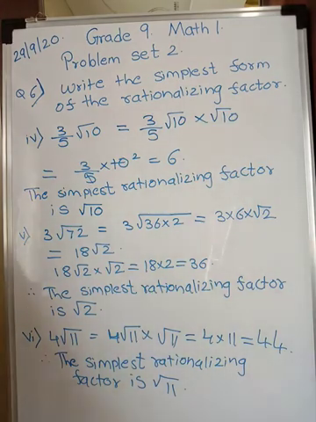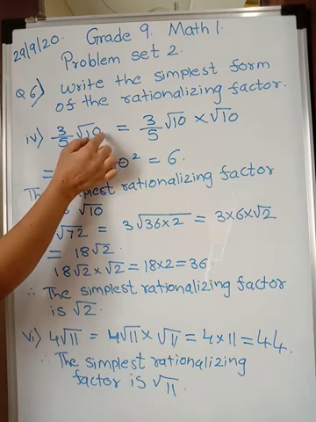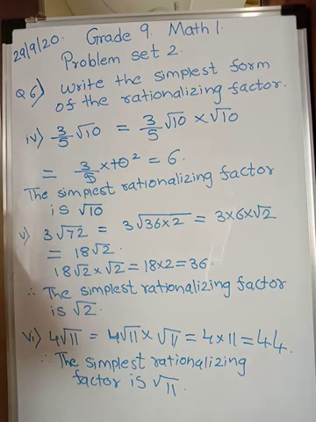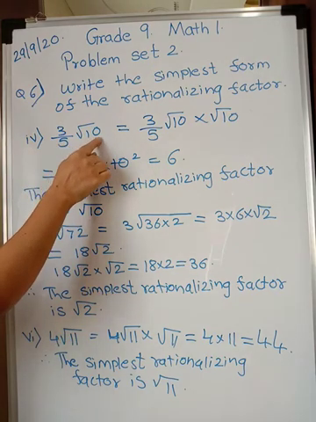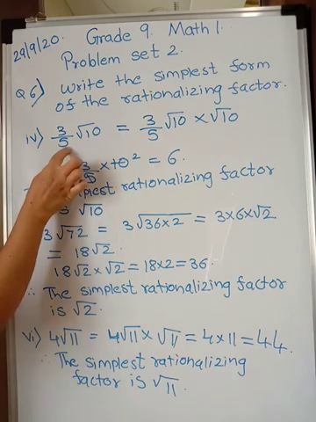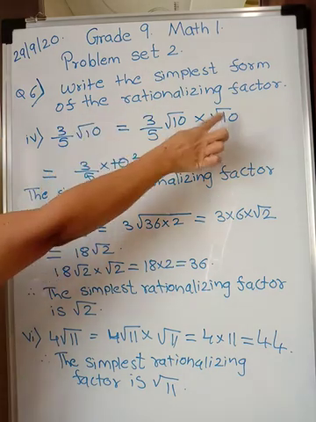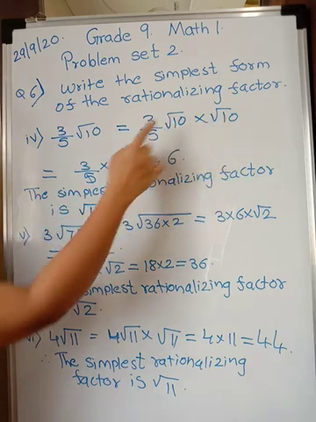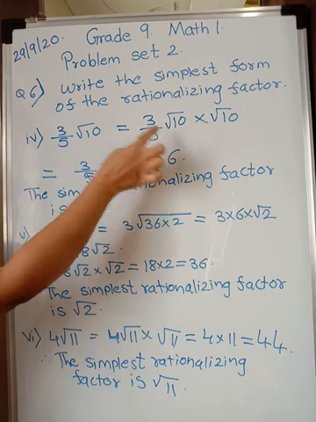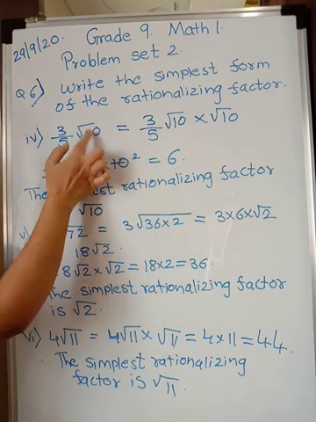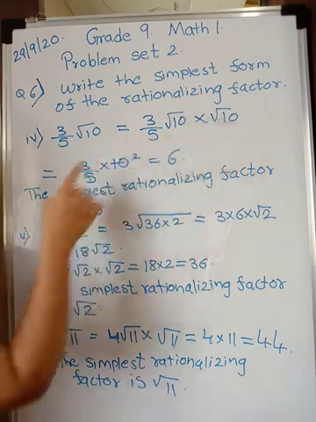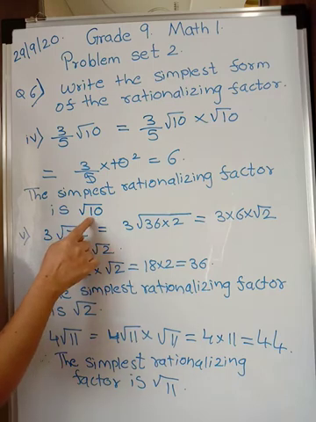Now see the fourth problem, 3 upon 5 root 10. Now see students, 10 can't be split up into any product of two numbers out of which one is a perfect square. We can write 10 as 5 into 2, but 5 is not a perfect square, nor is 2. So this is the simplest form. So 3 upon 5, we have to multiply again by root 10. So root 10 into root 10 becomes 10. 5 1s are 5, 5 2s are 10, 3 2s are 6. So this is a rational number, converted into a rational number which is 6 because of the rationalizing factor root 10. So the simplest rationalizing factor is root 10.